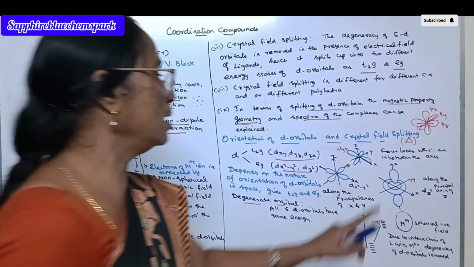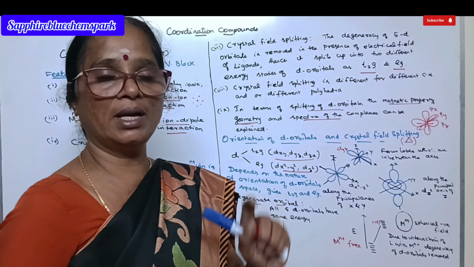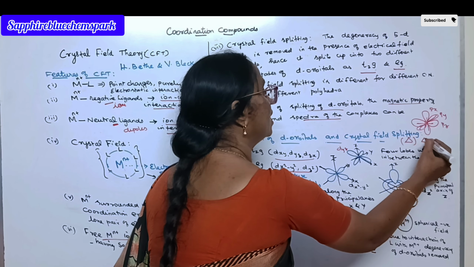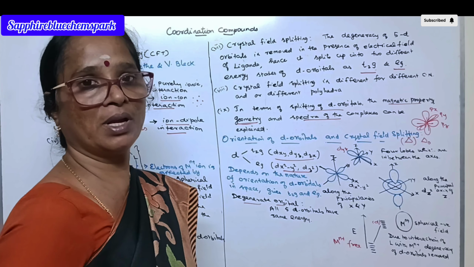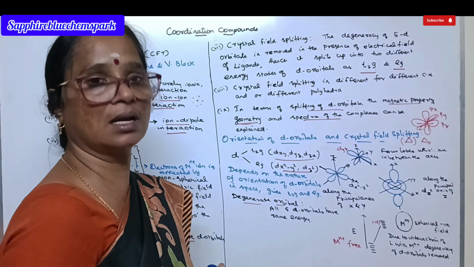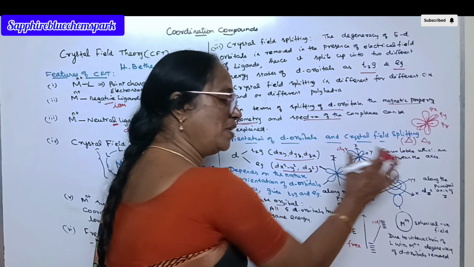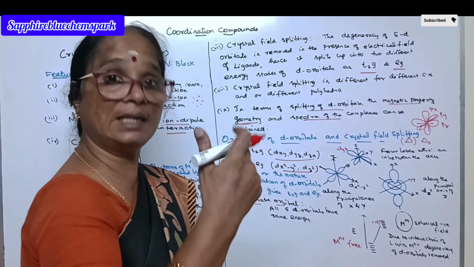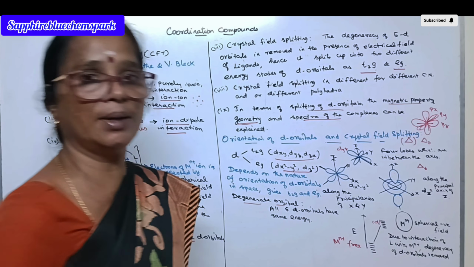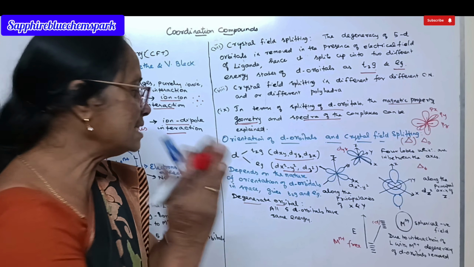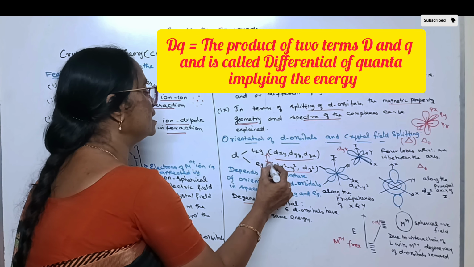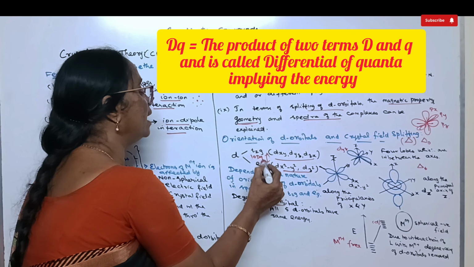If the splitting is observed in octahedral complexes, it will be denoted by delta O. That is crystal field splitting for octahedral complexes. Or if the crystal field splitting is observed in tetrahedral complexes, that is said to be delta T. And the energy gap between the T2g and the Eg orbitals is always equal to 10 Dq.